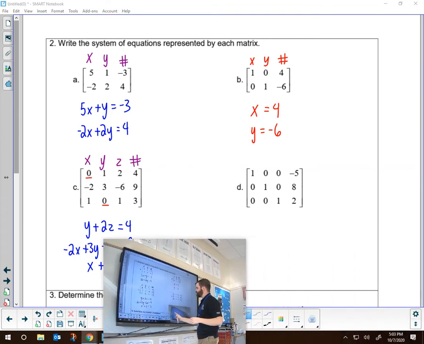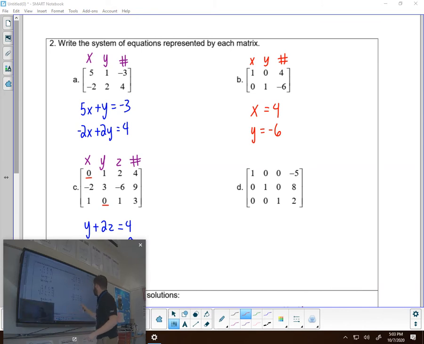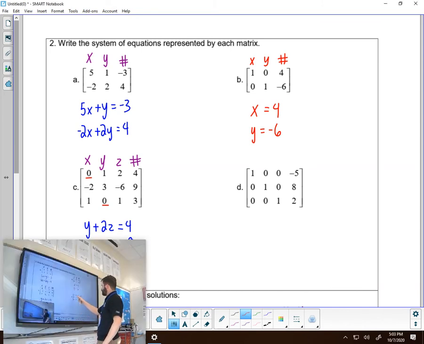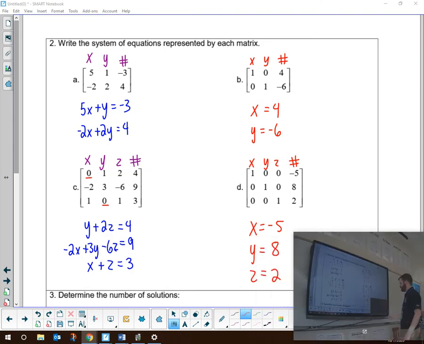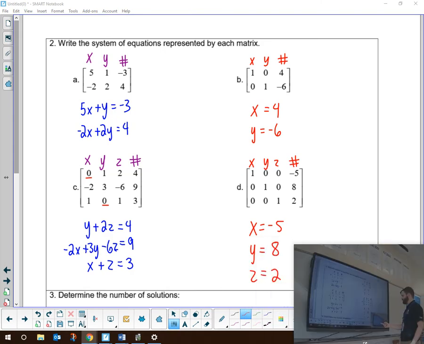The same thing's true for this guy down here. Same thing's true here. Look, we have x's, y's, z's, and my whole numbers. So this one we have 1x equals, and we don't have a y, don't have a z, so we don't write those in there. 1x equals negative 5, 1y equals 8, and 1z equals 2. Okay? So that's basically all there is to that.